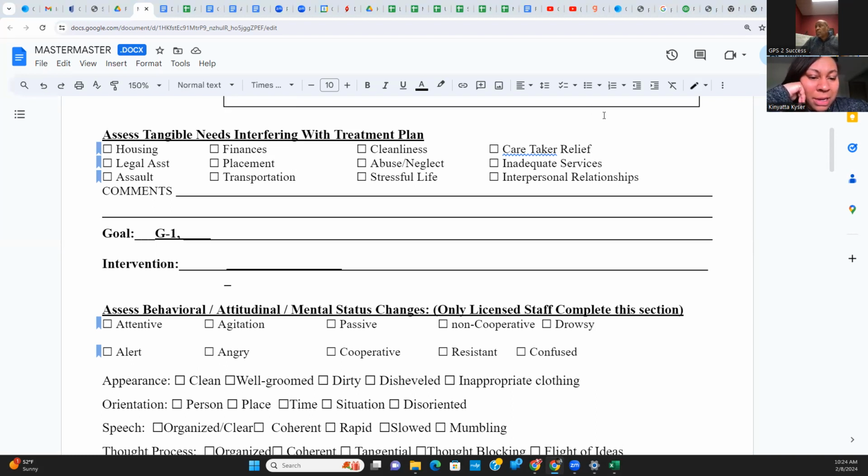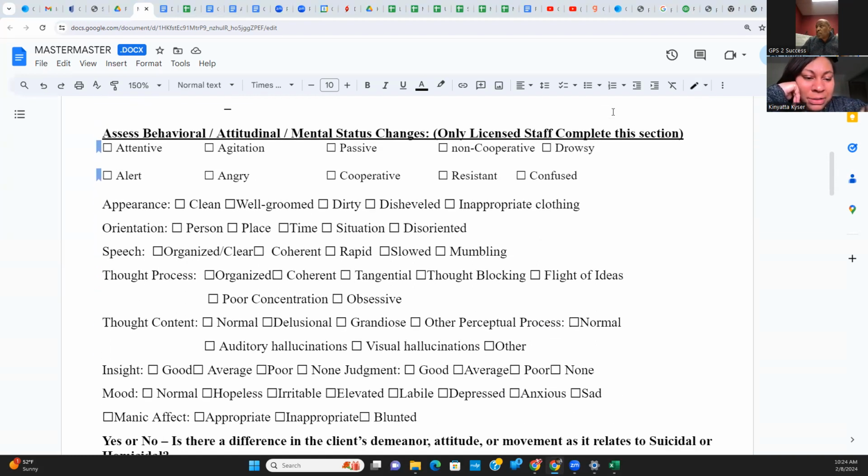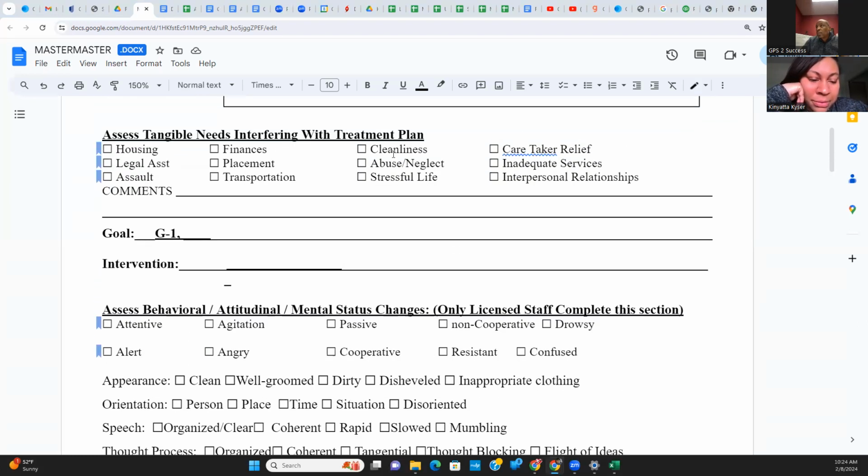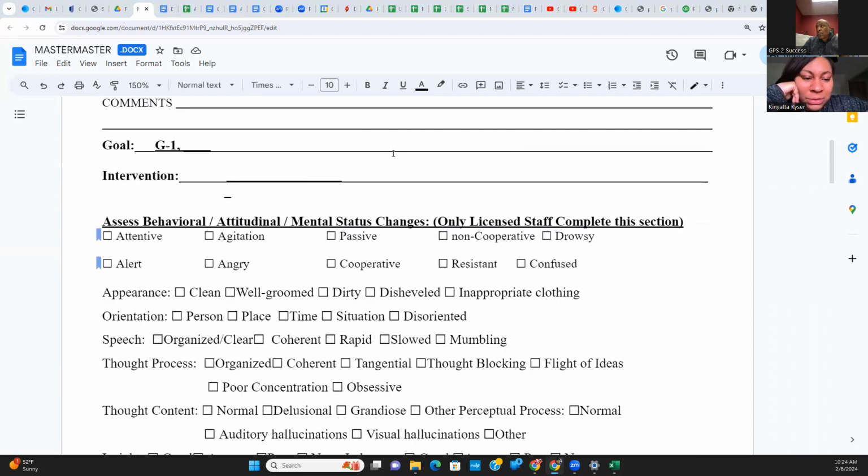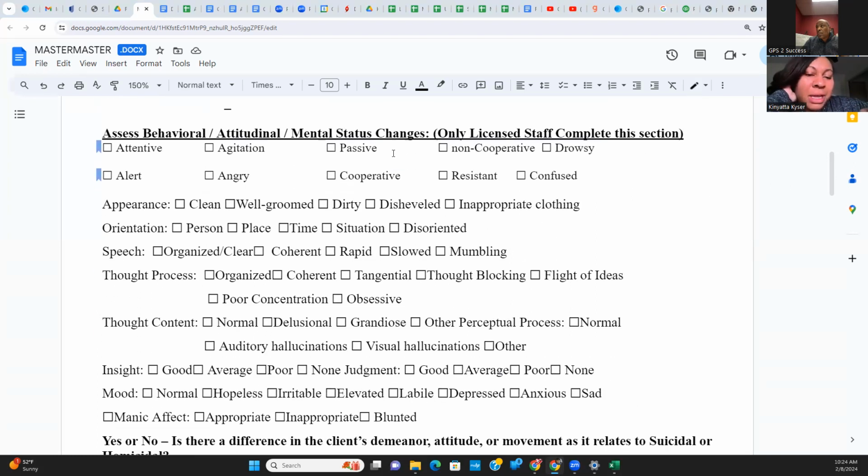So then we go down to assess behaviors. Assess behaviorals, attitudinals, mental status change. And we don't even have to do this. This is only for our LSWs and all of that. But this stuff is already going to be auto in the system.